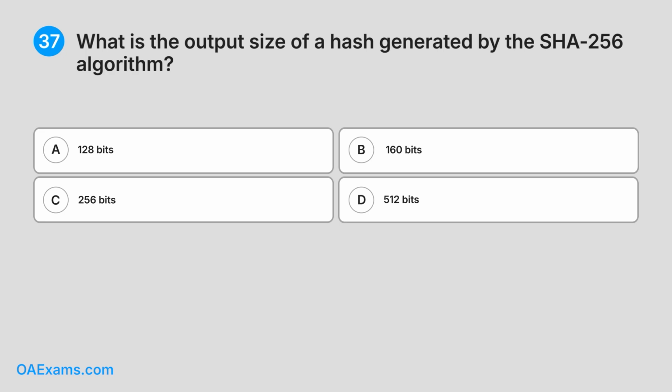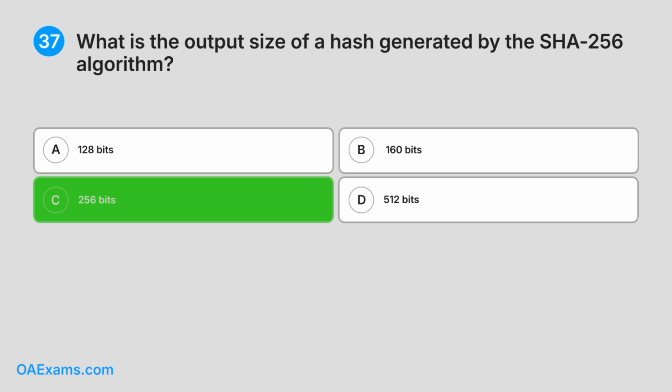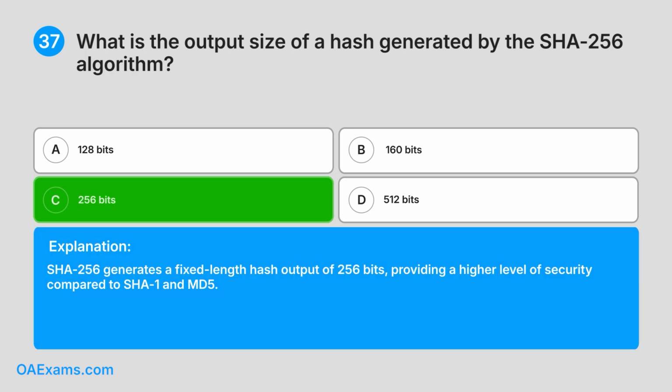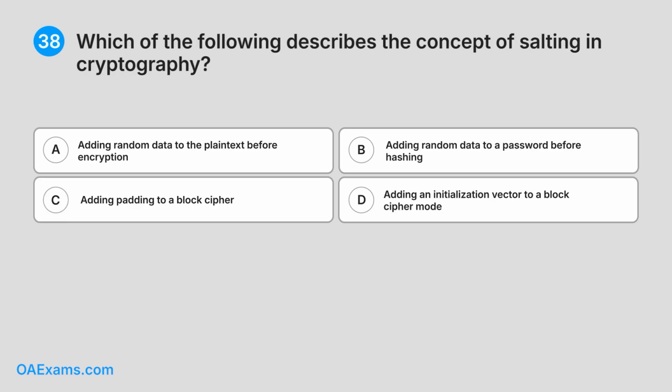37. What is the output size of a hash generated by the SHA-256 algorithm? A. 128 bits, B. 160 bits, C. 256 bits, D. 512 bits. Do you know the answer? Correct answer: C. 256 bits. Explanation: SHA-256 generates a fixed-length hash output of 256 bits, providing a higher level of security compared to SHA-1 and MD5.